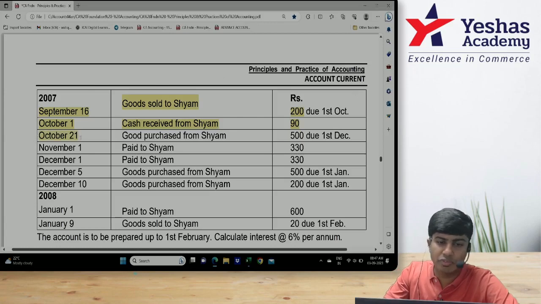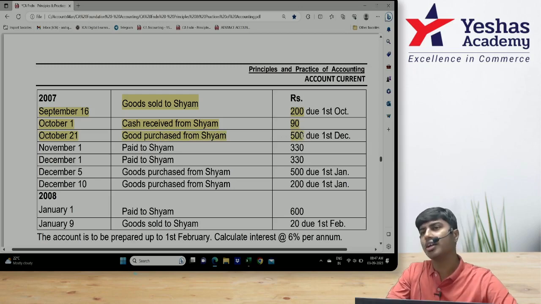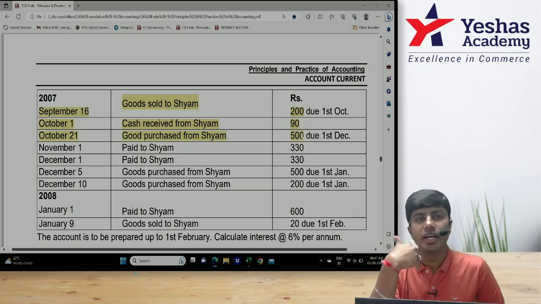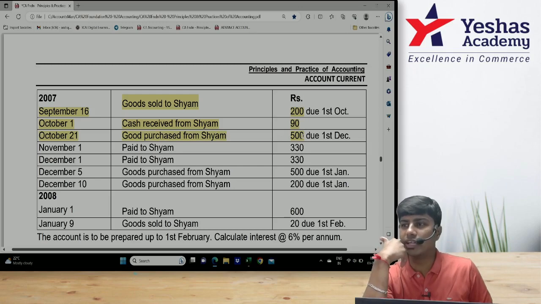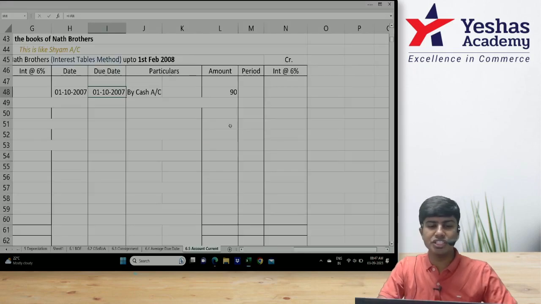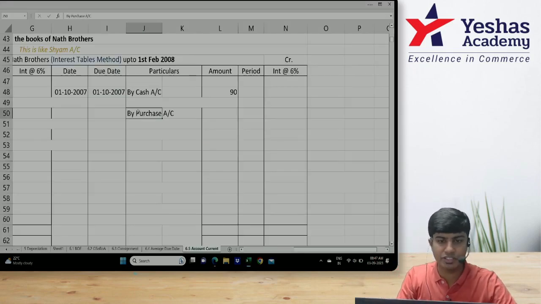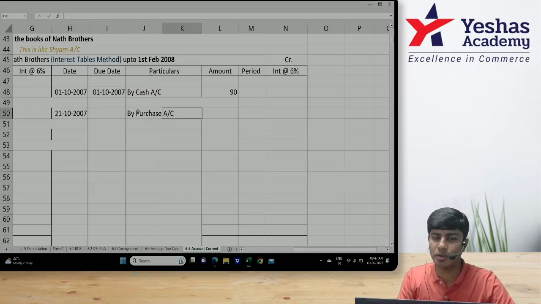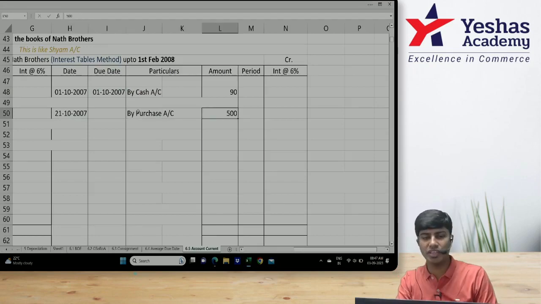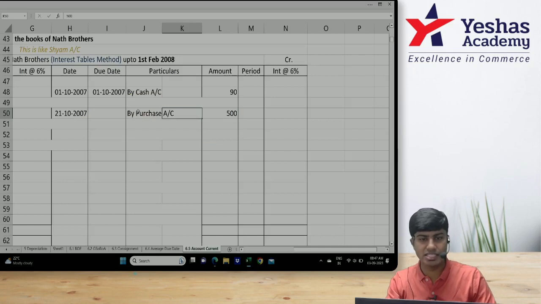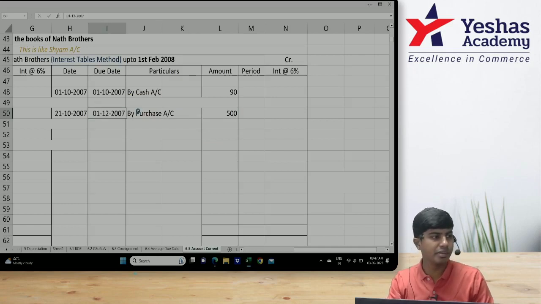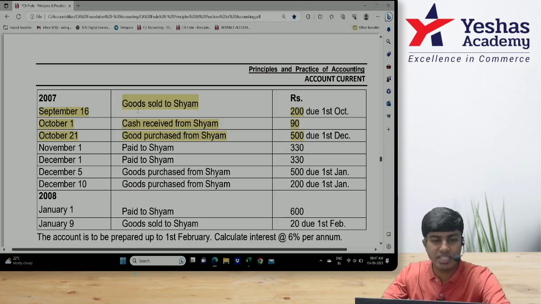After this, October 21st. What's happening on October 21st? Goods are purchased from Shyam, 500. When you purchase goods from Shyam, entry will be purchase account debit to Shyam account. This is Shyam account. Here I'll write by purchase. Date is 21st of October. Amount is 500. Have they given a specific due date? Yes, 1st of December. Let me write 1st of December. Clear? What is after this transaction?